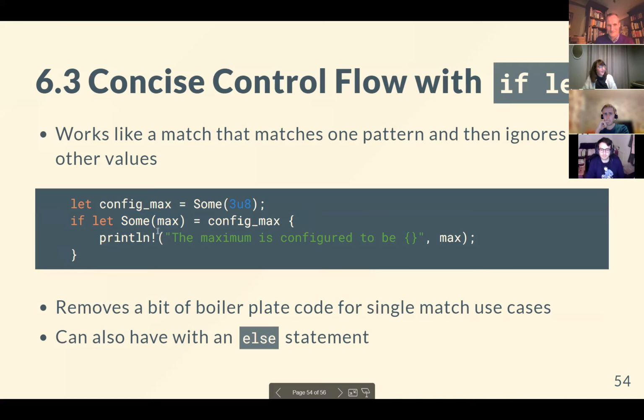So it's saying if we can make some max equal config max. So if config max matches this pattern, then we could do this. If we can do this, so we're letting some max equal config max, then we have the max value afterwards because we've pattern matched it. So if config max matches this pattern, then we can extract the value and do something with it. And then you could also add an else statement, so else do something else.